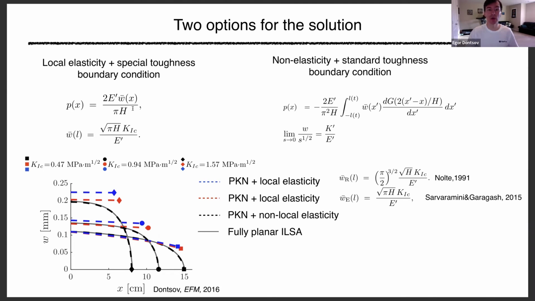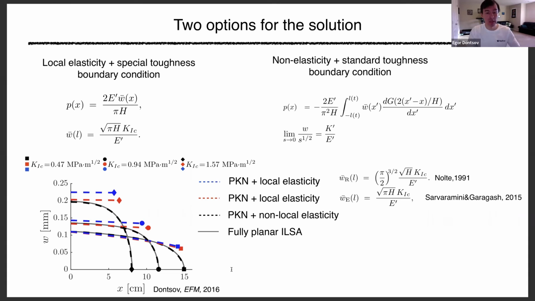So Nolte said, okay, what if we stick a uniformly pressurized radial fracture to the fracture tip? What would the pressure be? And so let's use this pressure. Then there was a correction by Sarvaraminin and Garagash quite recently, like 7 years ago. Well, they did a little bit more accurate calculations, but the concept is the same. It differs by 10% in the numeric multiplier.